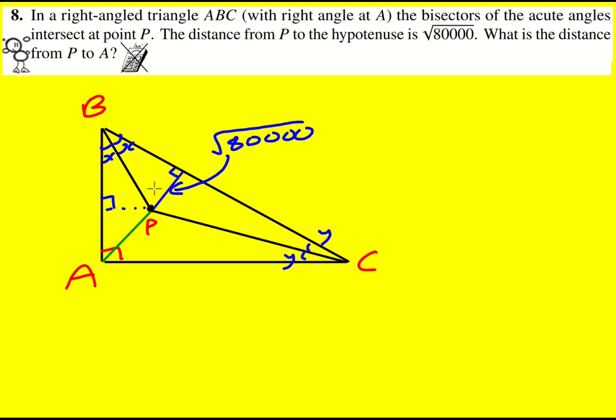Yeah, I should have said that actually. They have the same angles for sure, and then they have a shared side. They must be congruent. What that means is that this here is the same as this. It's also root 80,000.